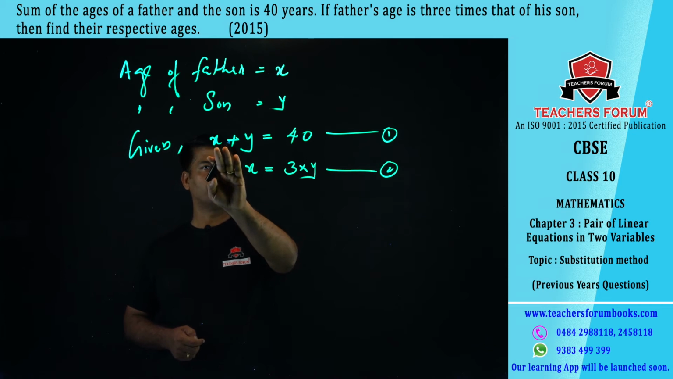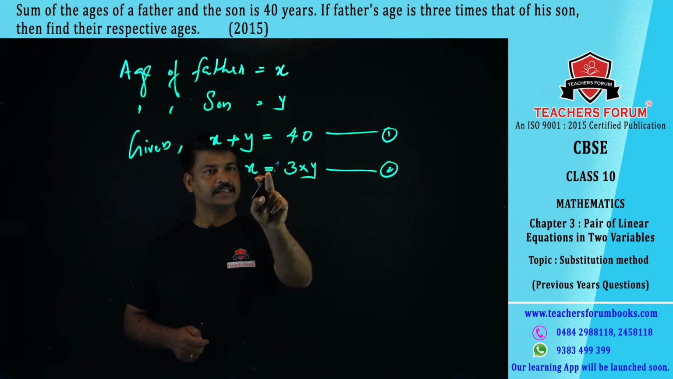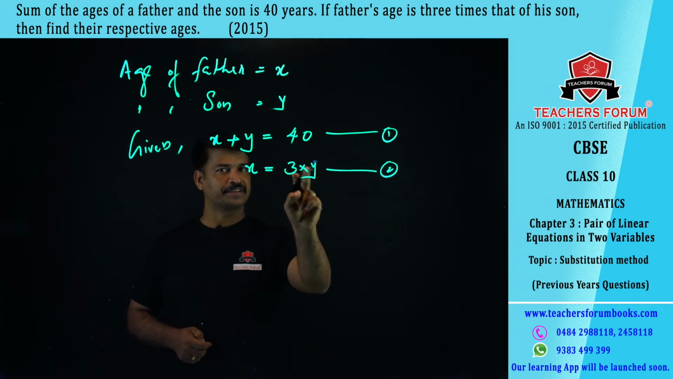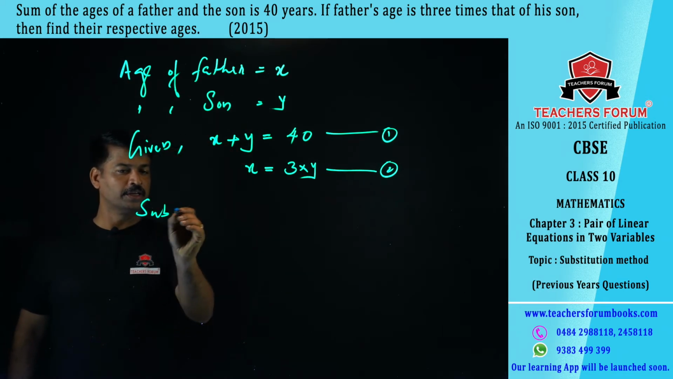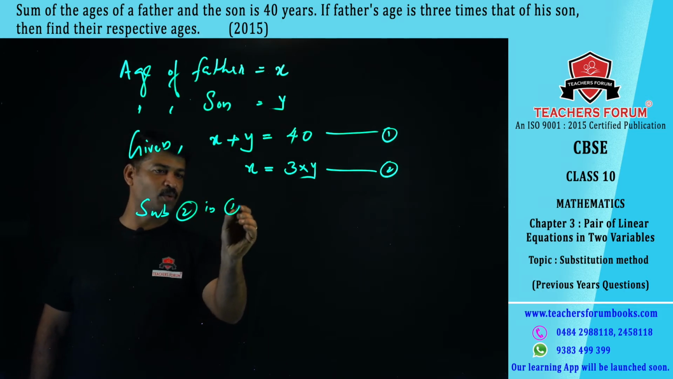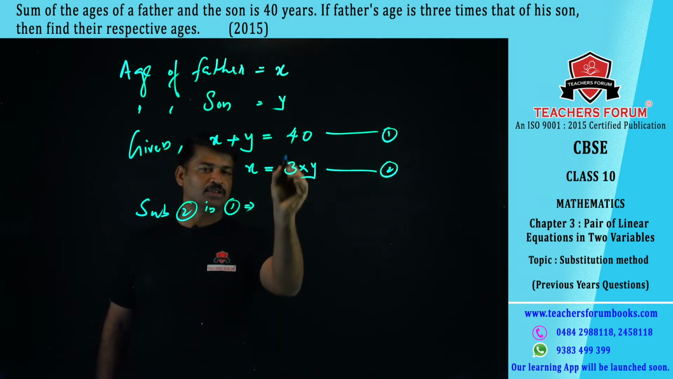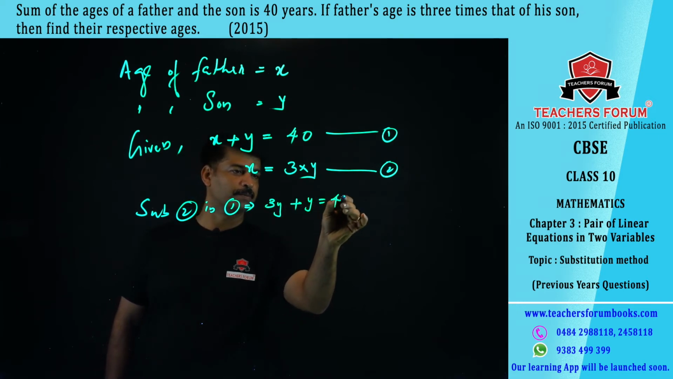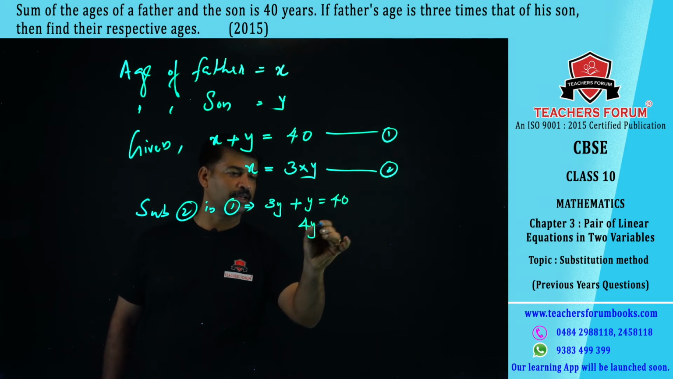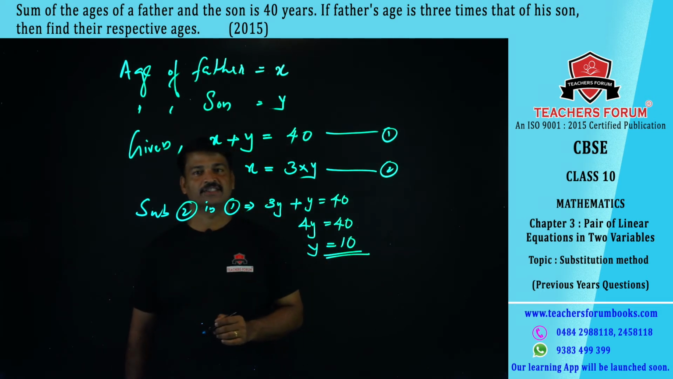Sum of ages of father and son, x plus y is equal to 40, and father is 3 times that of his son, that is x is equal to 3y. Now you can substitute equation number 2 in equation number 1. Then let us see what we get. Instead of x, you can write 3y, isn't it? Then equation number 1 becomes 3y plus y is equal to 40. 3y plus y, 4y equals 40. y equals 40 by 4, that is 10. You got the value of y as 10.